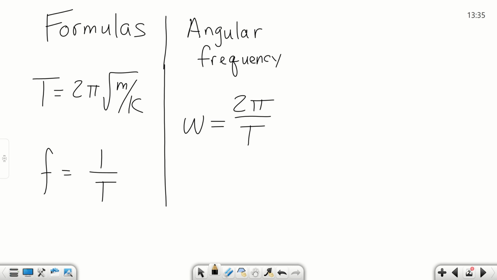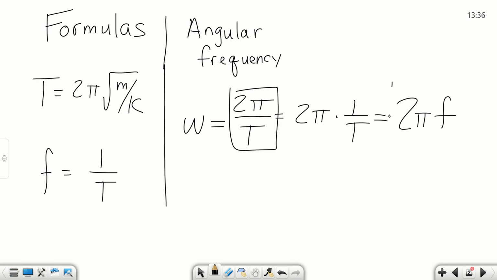There are lots of variations to this formula. Because we know T is equal to 1 over f, let me expand this out. What if I change this to 2 pi times 1 over T? I can see the angular frequency is equal to 2 pi times the frequency. So these are two different versions of the same quantity, just in terms of period and in terms of frequency.